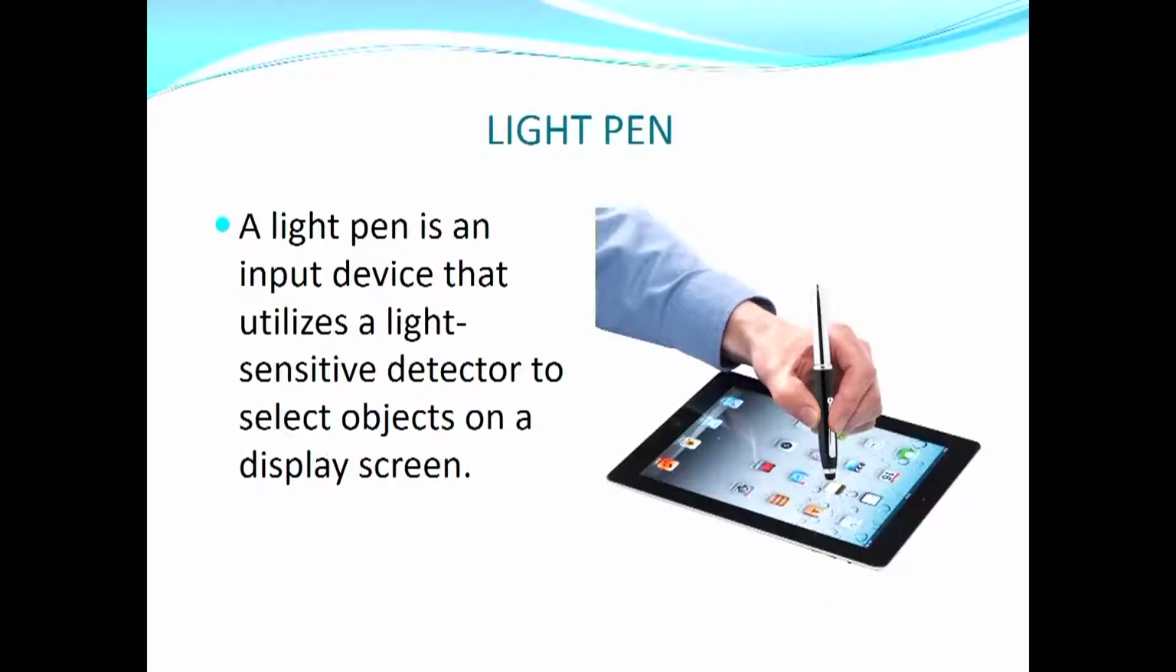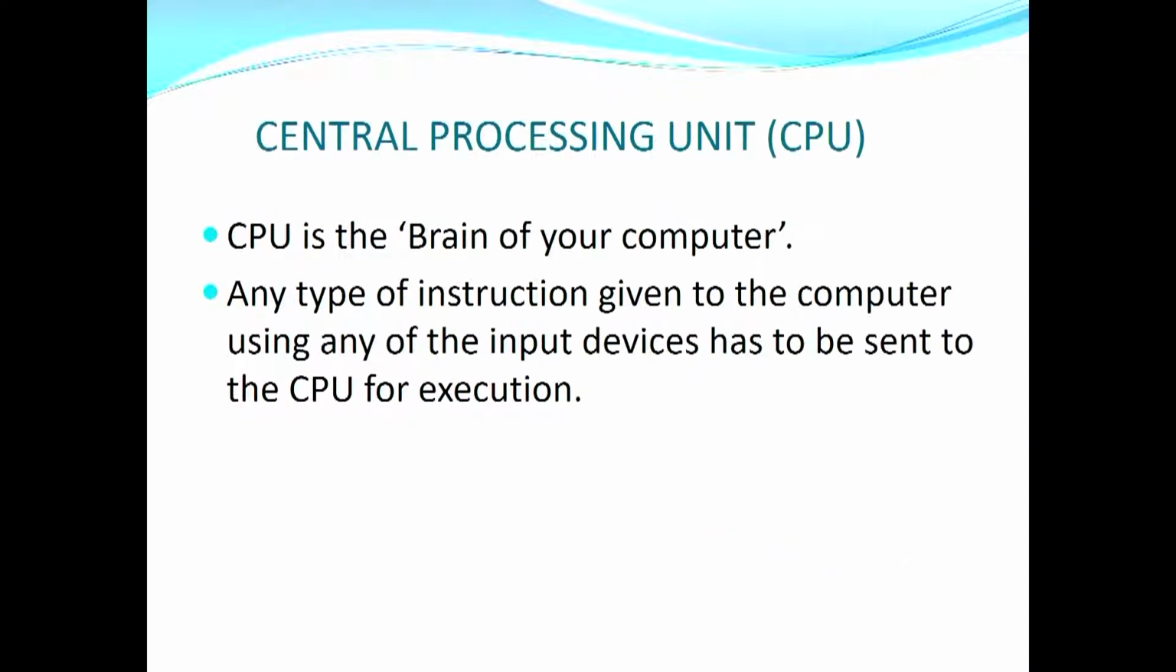Light pen. A light pen is an input device that utilizes a light sensitive detector to select objects on a display screen. You all must be using a light pen with your smartphones or your tablets nowadays. It is an input device which is often used.